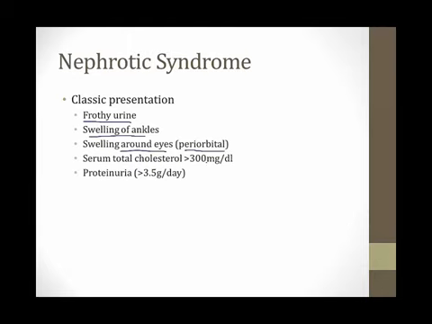The serum total cholesterol will be high, usually greater than 300 milligrams per deciliter, and there will be proteinuria, and the proteinuria, importantly, is usually more than 3.5 grams per day. Protein in the urine at this level is called nephrotic range proteinuria.